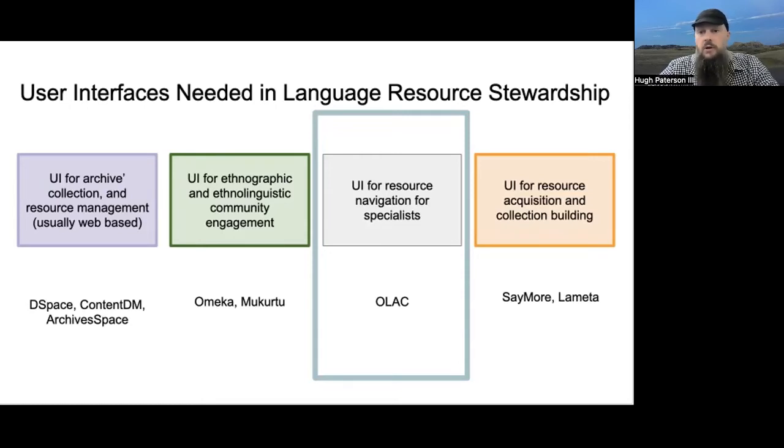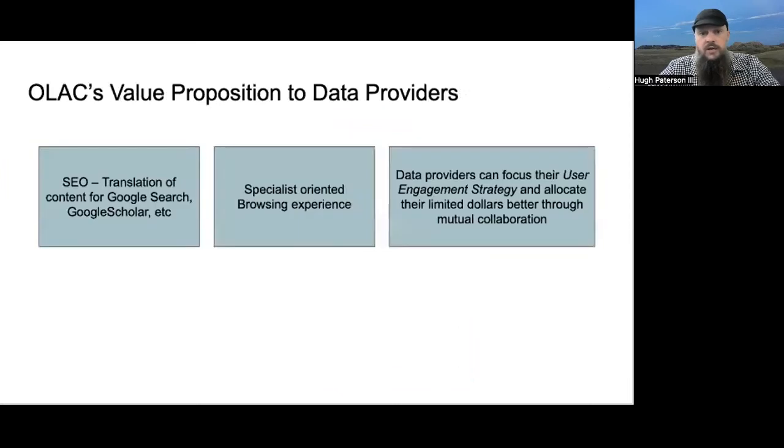And by focusing on the future of OLAC, which is important, we can say that OLAC provides some value to archives by broadening their audiences. And there's a couple of really strong value statements that OLAC offers to archives. The first is the translation of content for Google Search and Google Scholar. Now, in my review of the code base, it doesn't currently do this, but it could do this, right?